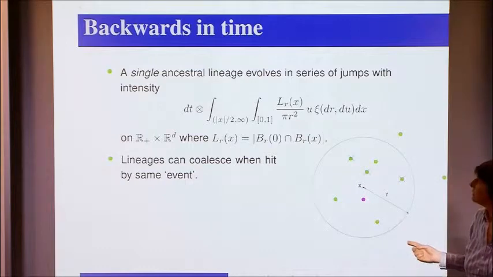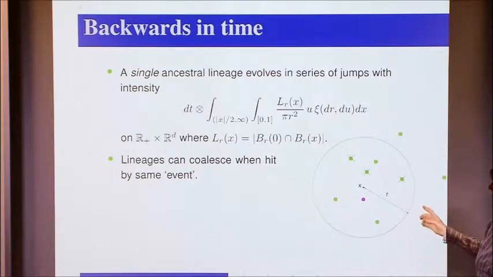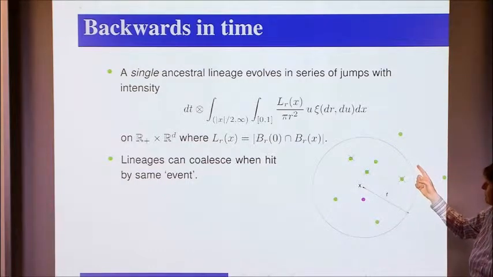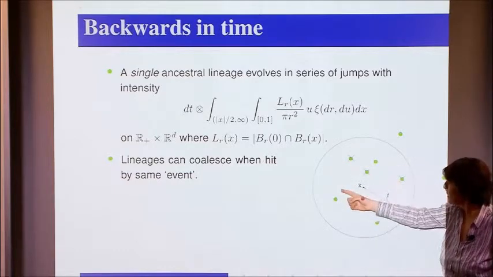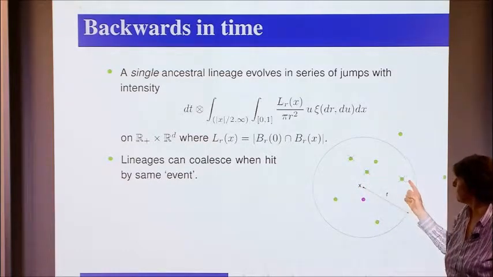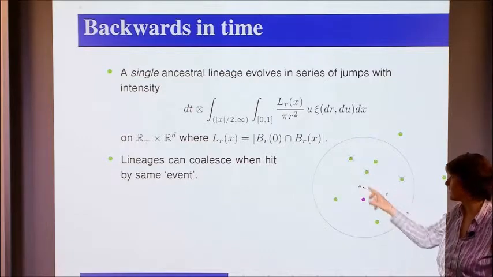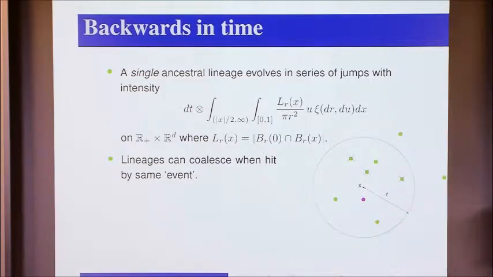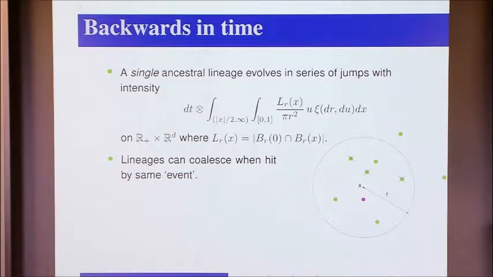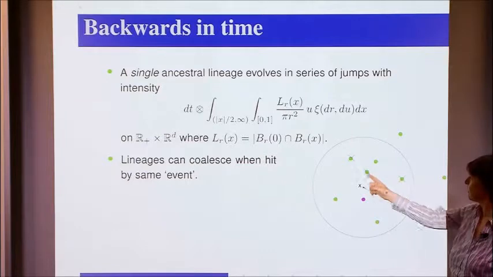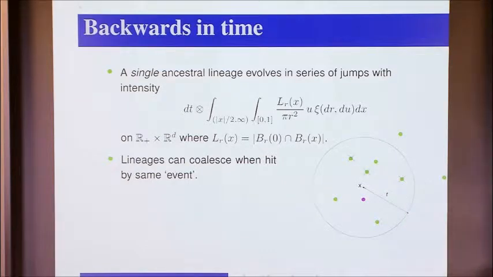In particular, lineages can coalesce when they're hit by the same event. All the green circles are meant to represent lineages immediately before the event, as I trace backwards in time. Lineages not hit by the event don't change, but if this event encompasses a number of ancestral lineages, I can have multiple lineages being offspring of the event and therefore merging into the common parent. So I get coalescence events when individuals are encompassed by the same reproduction event, and those coalescence events may not be Kingman-like. It may not just be pairwise, it may be multiple mergers.